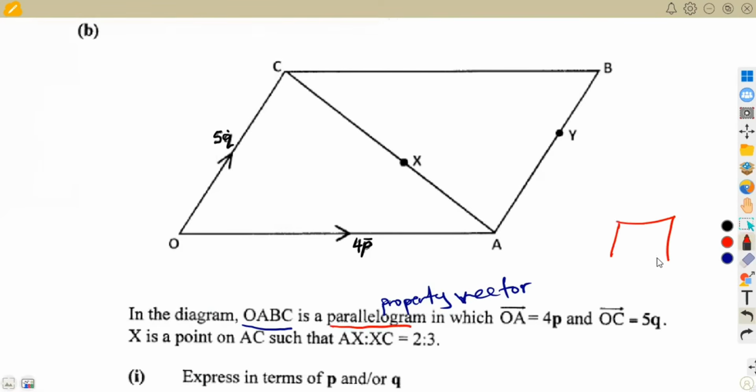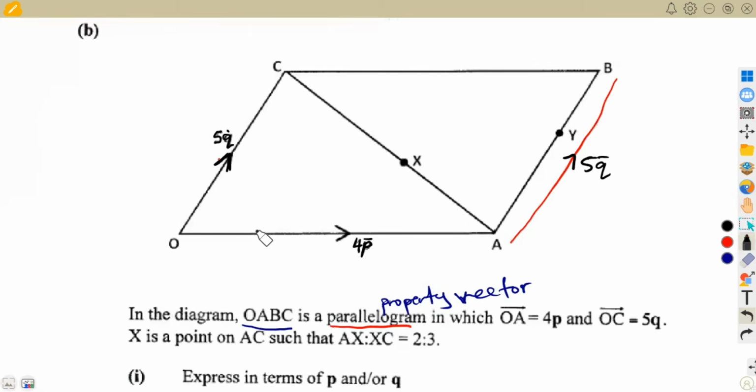What are the properties that you know on a parallelogram? You know that opposite sides are parallel and equal, not just parallel, but parallel and equal in this case. So if this is the concept of a parallelogram, then these opposite sides will be parallel and equal. That is, from O to C, which is 5q, is going to be the same as from A to B. So from A to B, we are going to have 5q again. We are not even answering any question. We are just filling in our diagram from the properties of the shape that you are given.